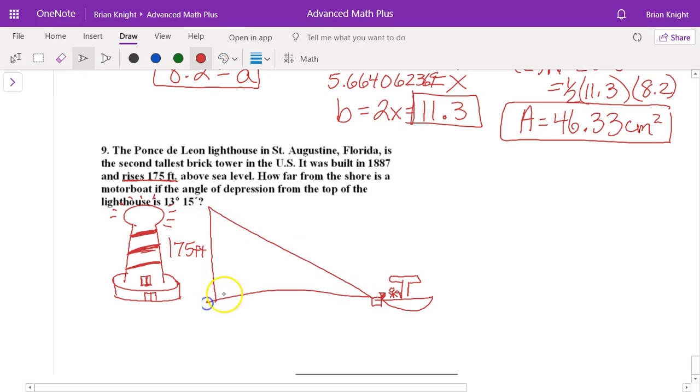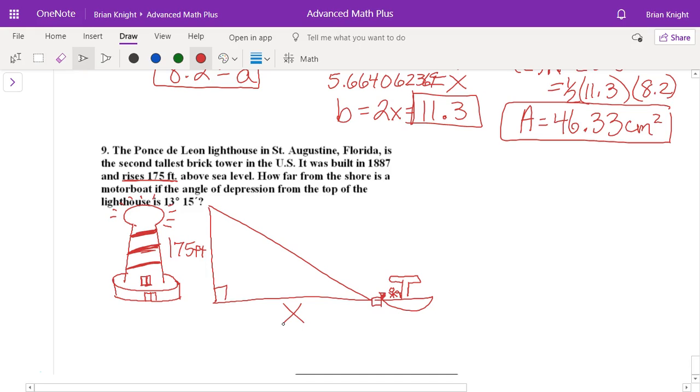We make our triangle out of this. Of course, it's a right triangle. That's a really bad triangle. Okay, that's a little better. So it says how far from the shore is the motorboat. So here's the shore, here's the motorboat. I'm going to label that X. If the angle of depression from the top of the lighthouse is 13 degrees, 15 minutes.